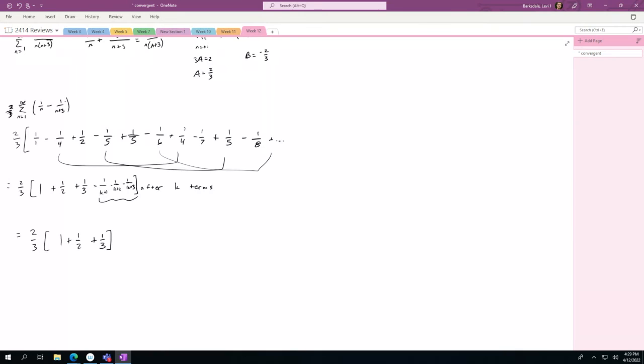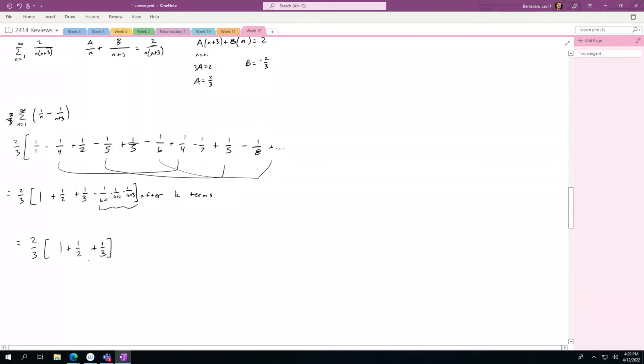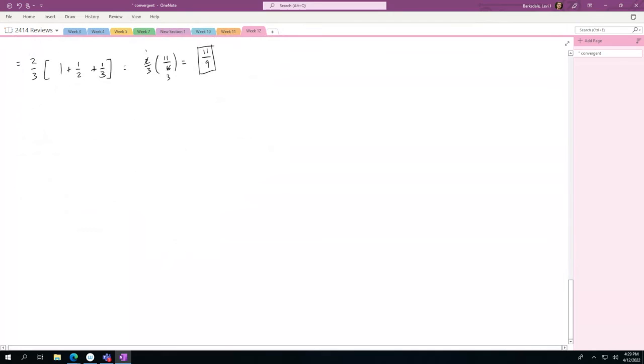And now we just need to finish up doing some nice little algebra. 1/2 plus 1/3 is 5 over 6, plus 1 is 11 over 6. We've got 2/3 times 11 over 6, which when we simplify, so we are left with 11 over 9 as our solution. Sound good? Perfect.